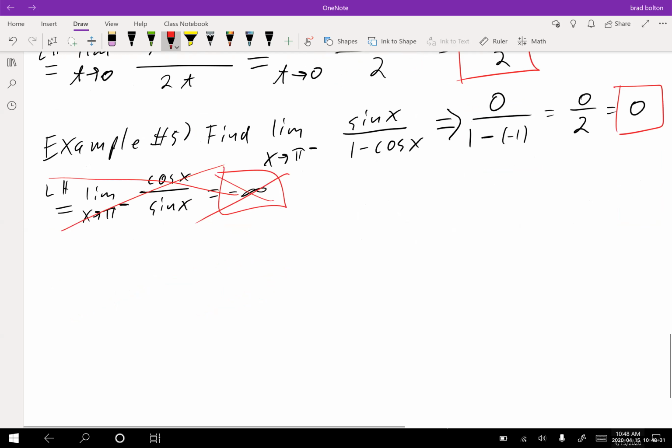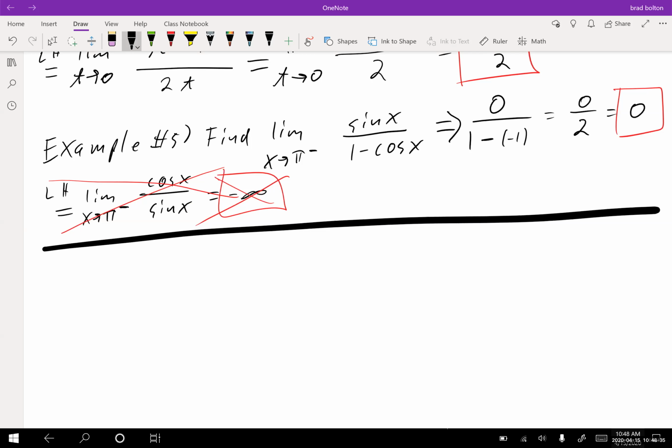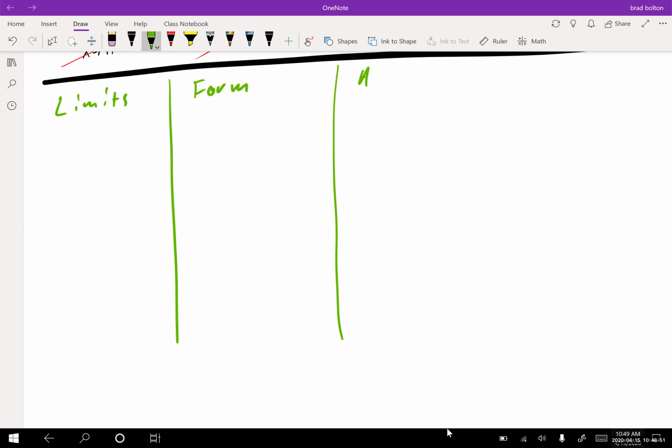So now we can run into other forms. Let's take a look at some other forms. We can have certain limits again, we can end up with these forms, and then we can use algebra to clean it up. So we're kind of going to go back and look at what we were doing before.